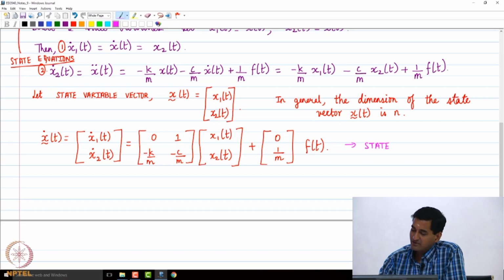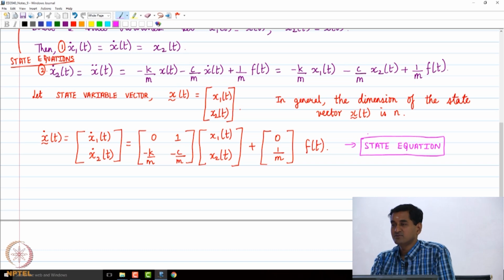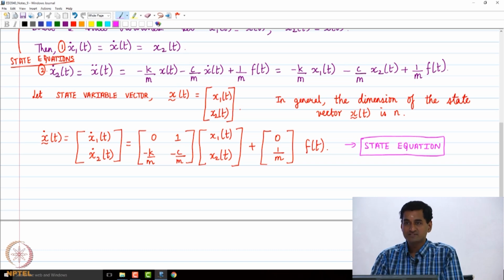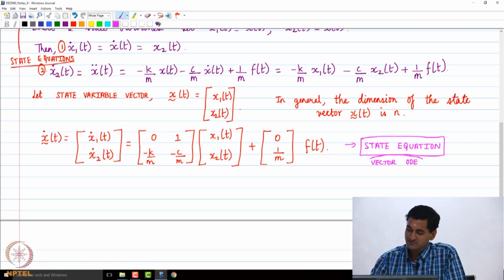Of course, we already defined what a state equation is, right? So what is a state equation? It's essentially an equation that gives me the time evolution. It's a first order ODE which gives me the time evolution of the state variables, right. But this state equation is a vector state equation, right, because my x, the state vector, is a vector. So, this is a vector ODE, right. So, that is what we have got as a state equation.